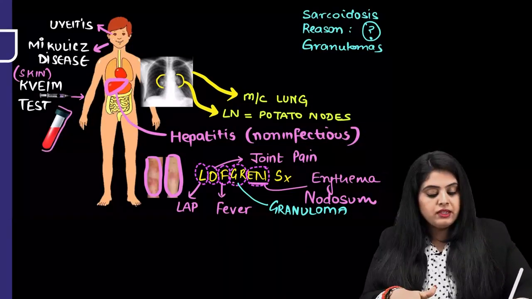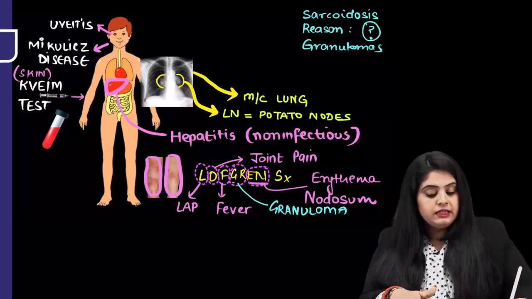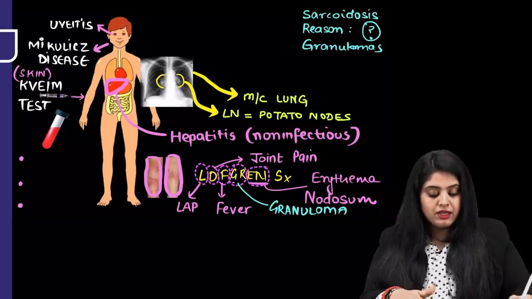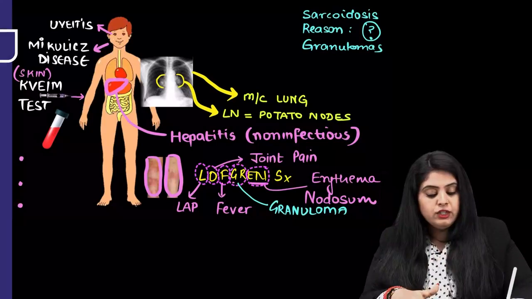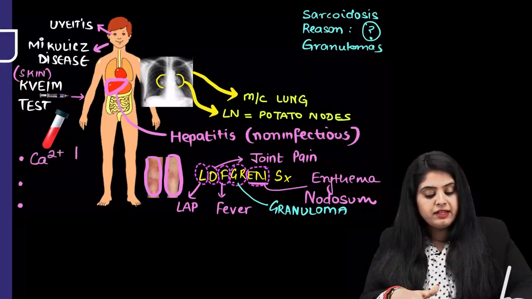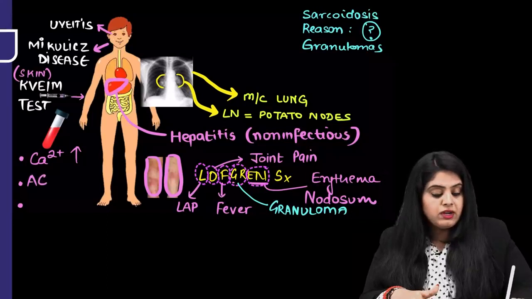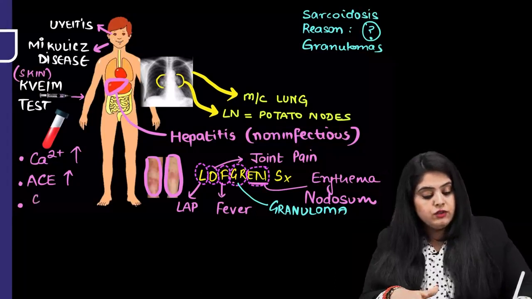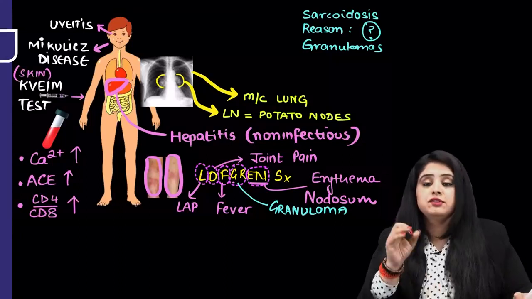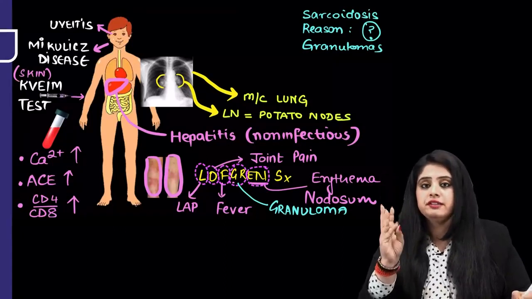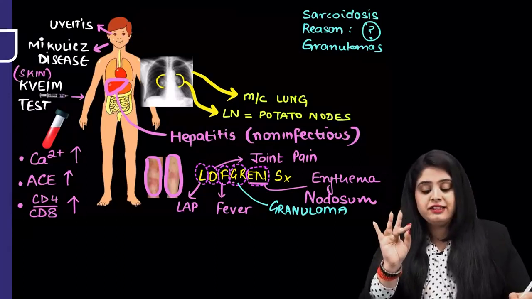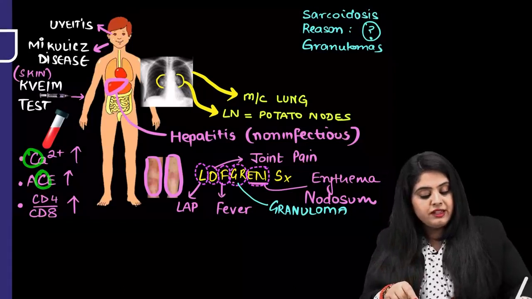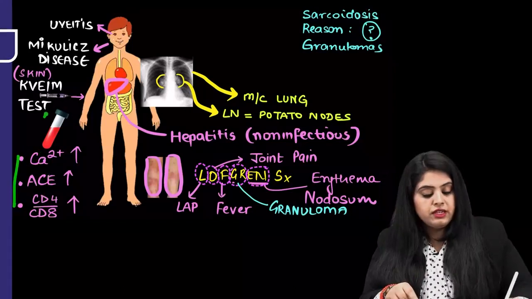Then I can do a couple of blood tests also, and listen to this very carefully. These people have three very important blood tests that you have to mug up. Firstly, you will be finding out that their calcium levels are elevated. Second, angiotensin converting enzyme, ACE levels are elevated. And third, the CD4 to CD8 ratio is also elevated. So three things in the blood which are elevated: the CCC, Ca for calcium, CD4 by 8, and Ce, that is ACE enzyme. Calcium, ACE enzyme, and CD4 CD8 ratio, all of these three are elevated in the blood.